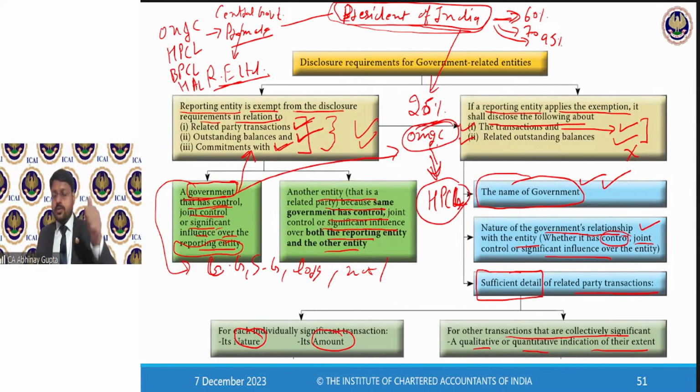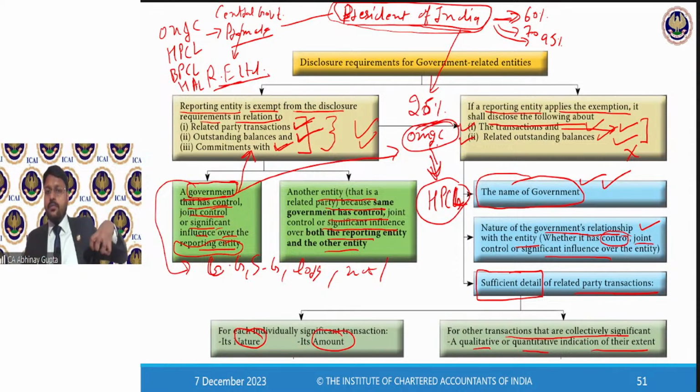Outstanding balances, commitments: don't do disclosure. This is a prima facie exemption. But thereafter the standard came up and said, if you want to claim this exemption, then at least do this. What do we need to do? Disclose the transaction and the outstanding balance. So transaction and outstanding balance are again being asked if we are claiming the exemption.